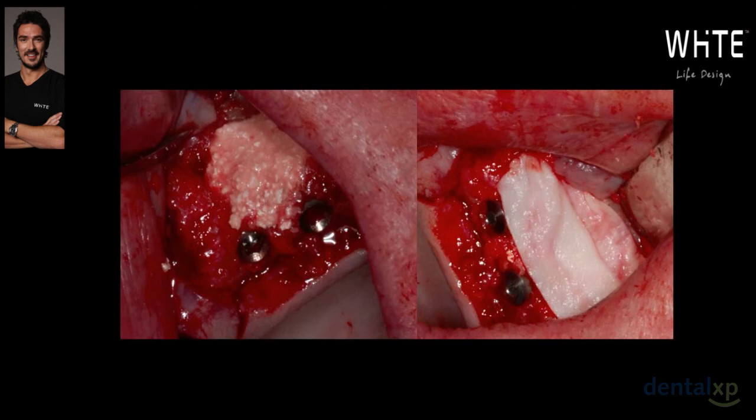And here you can see some gauze on the right, which I leave in place for about a minute to 2 minutes. And then as you press it very, very hard with your finger, it sets. It sets in the presence of blood and saliva.